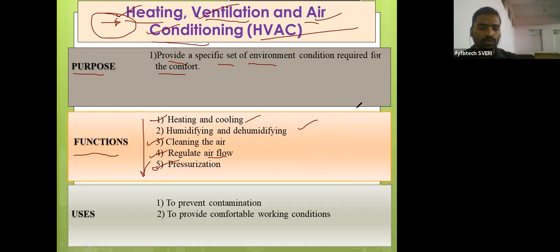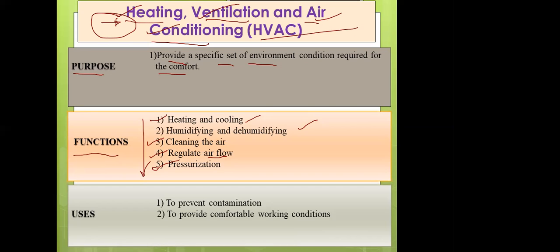Then where it is supposed to be used: to prevent contamination and to provide comfortable working conditions. Suppose after graduating you are going to work in an office. In order to feel comfortable, you use this HVAC system. To prevent contamination, if the building does not have any air window, the inside air gets polluted because after exhalation the air contains carbon dioxide. That is removed by using this HVAC. Is this clear, everyone?